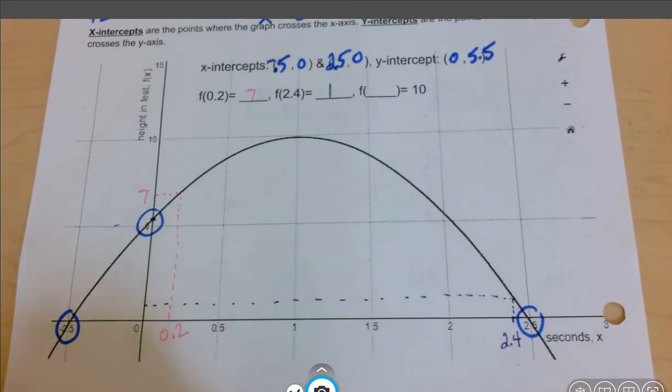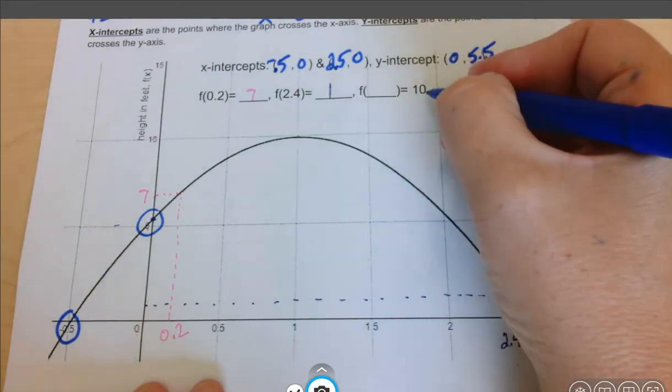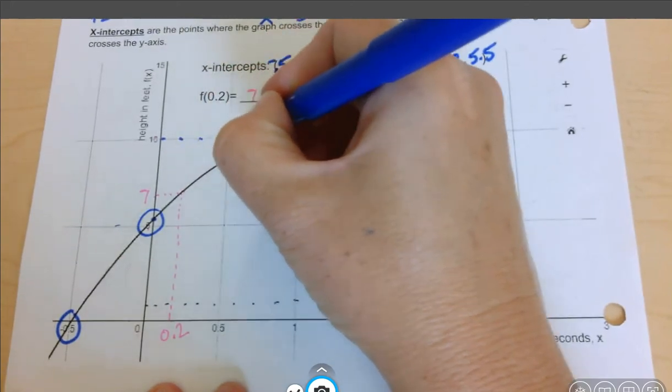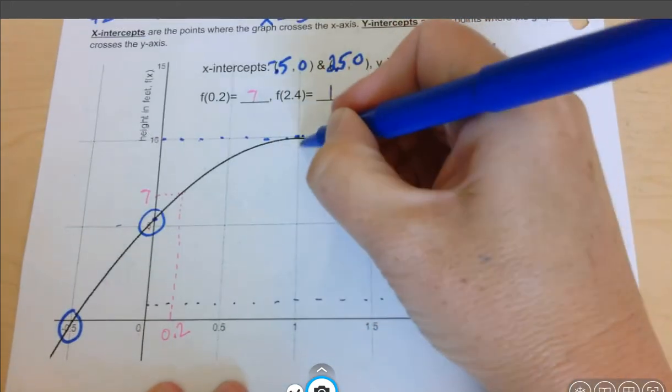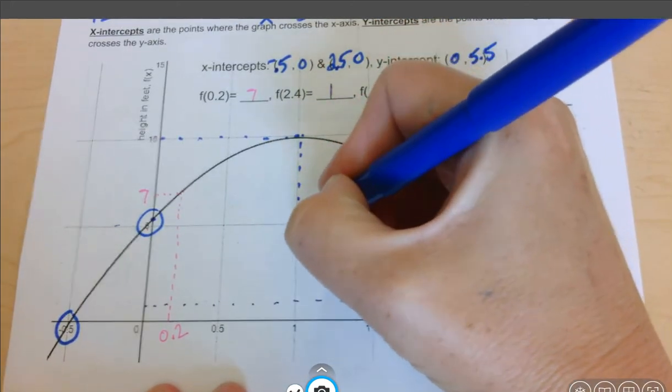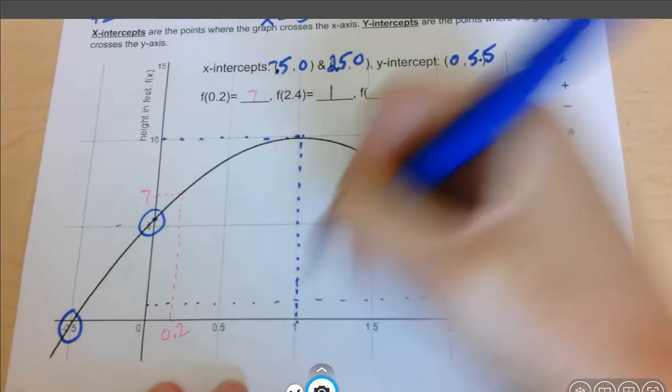And then the last question is asking, when the x is what, the y is 10. So this time we look at where the y is 10. It's right about here. We go down, and that is an x value of 1.